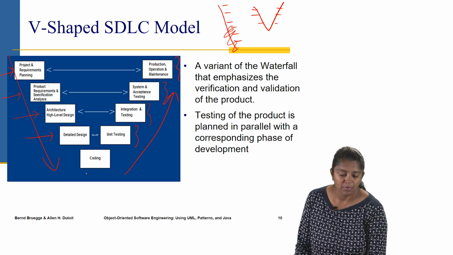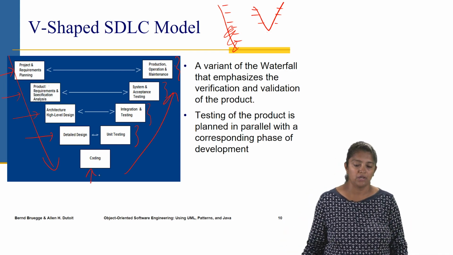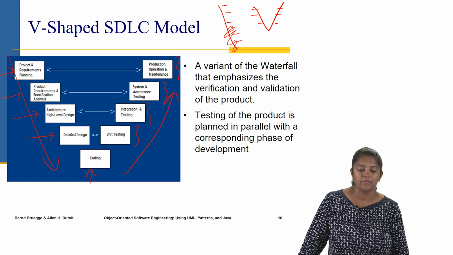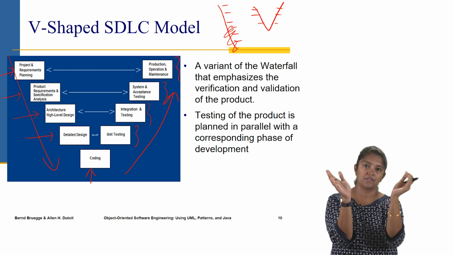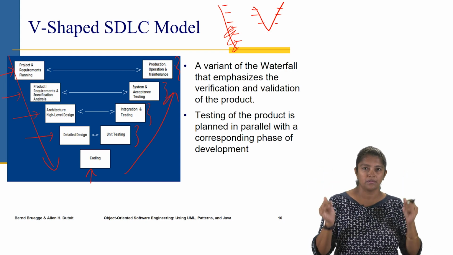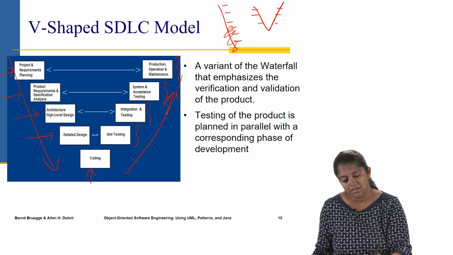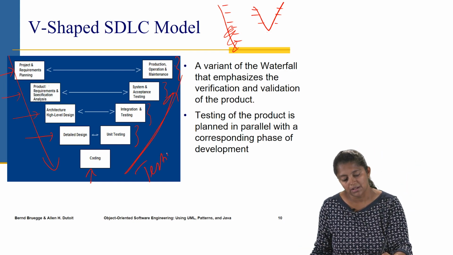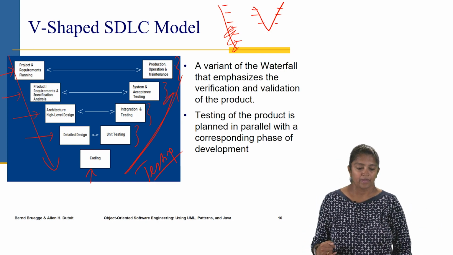And then finally at the bottom of the V, we have our coding. So this is the V-shaped model, and like I said, we have taken our waterfall and slightly changed it so that multiple things can happen. We can do things in parallel. And what we're doing in parallel on this side are testing related activities, planning for the testing and maintenance.